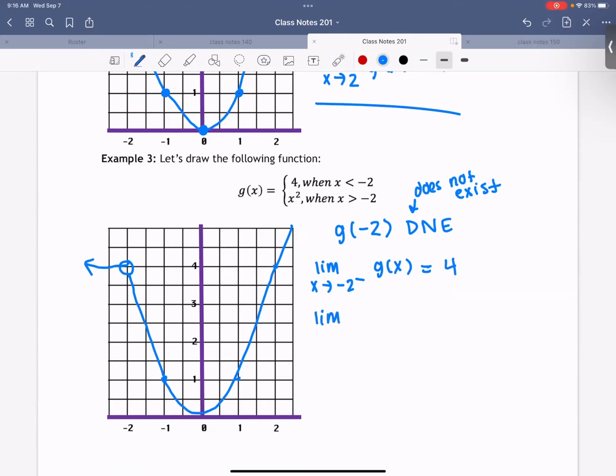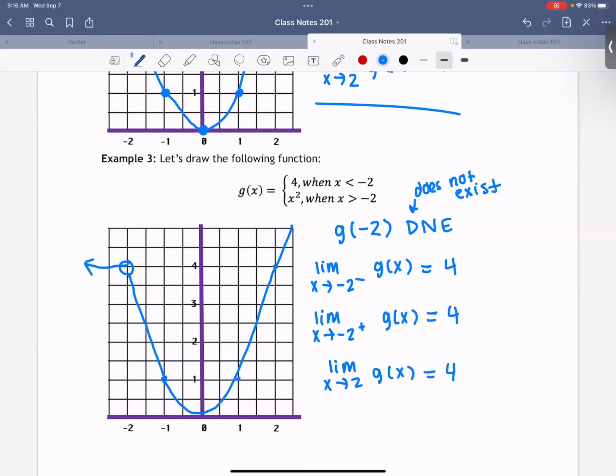Let's do the right-hand side. As I am plugging in numbers closer and closer to -2 on the right-hand side, what are the y values approaching? 4 again, good. So we have a two-sided limit. We have a left-hand side, right-hand side. The limit as x approaches -2 of g of x is equal to 4.